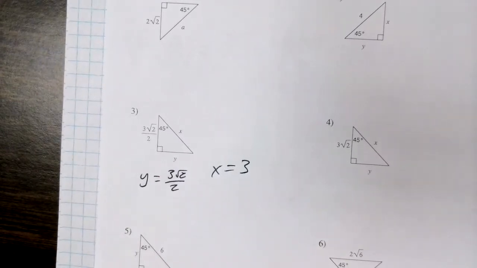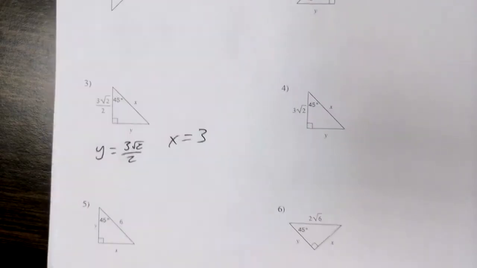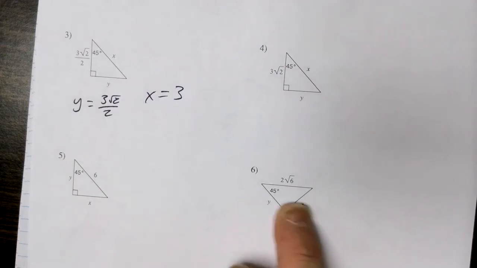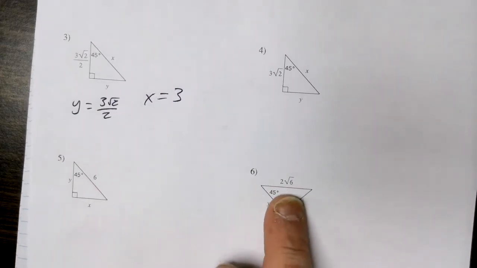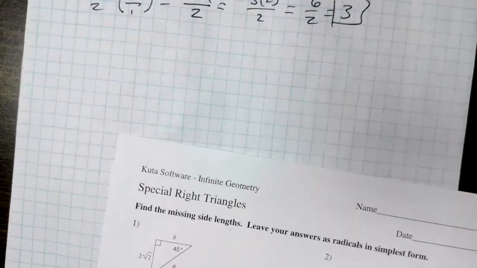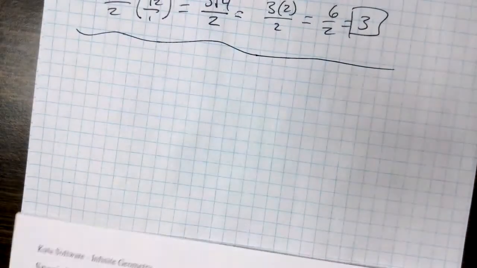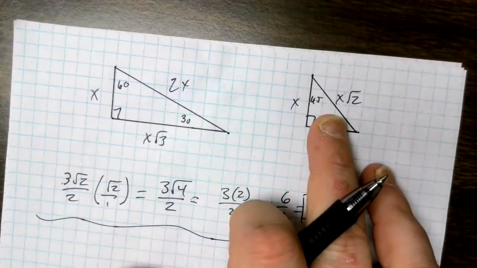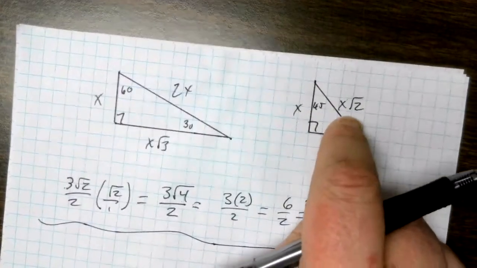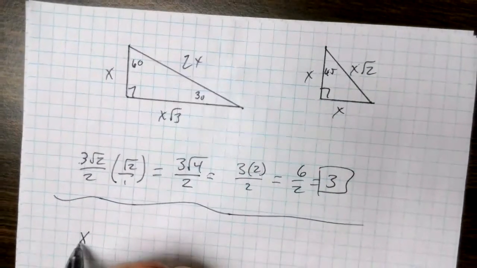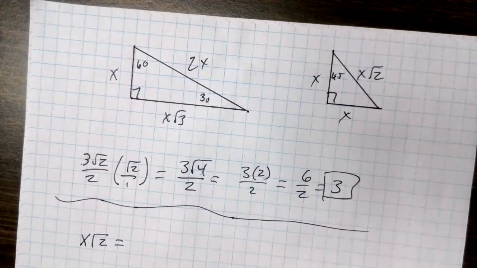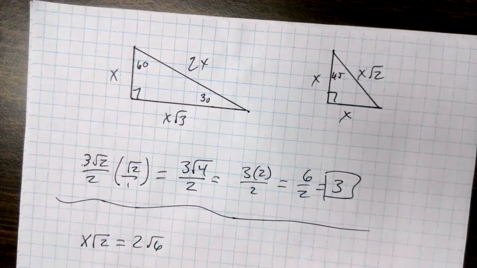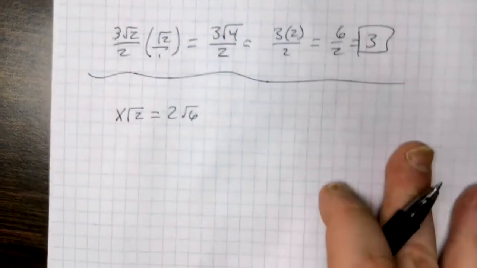The other one that I want to take a look at is problem number 6. Problem number 6, the hypotenuse on this 45, 45 is 2 root 6. Oh my goodness. All right, so this is where we're going to have to use the pattern. The hypotenuse is 2 root 6, but the hypotenuse on the pattern is x root 2. So the hypotenuse from the pattern, x root 2, is equal to the hypotenuse on the problem, which here is 2 root 6.